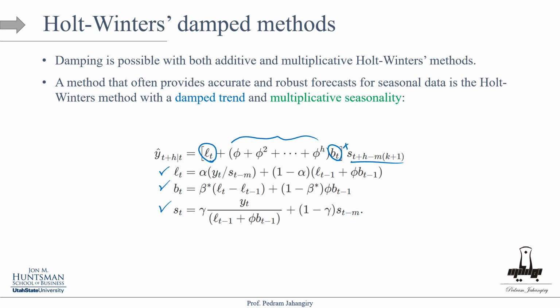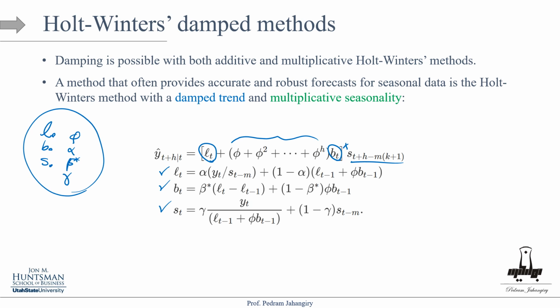So there are lots of parameters here. We have L0, B0, we have phi, we have alpha, we have beta star, we have gamma, and we have the first seasonality, right? So we can call it S0 or S at T minus something. Let's put it 0, right? So 1, 2, 3, 4, 5, 6, 7. Hopefully I'm not missing anyone. So there are 7 parameters.